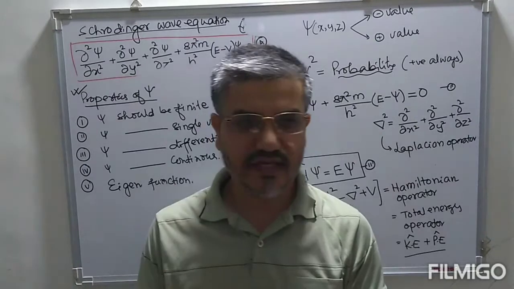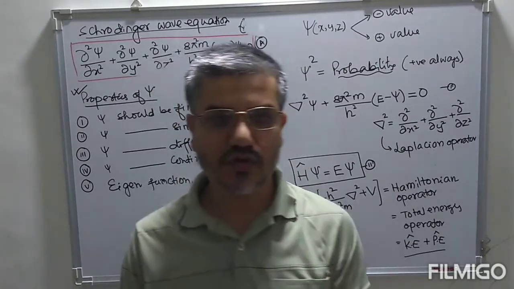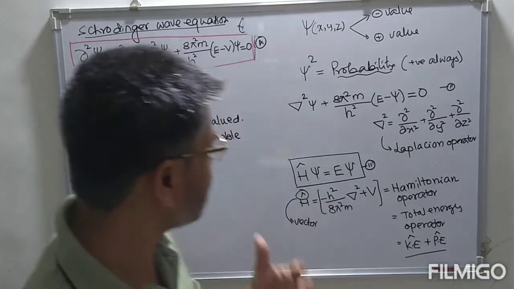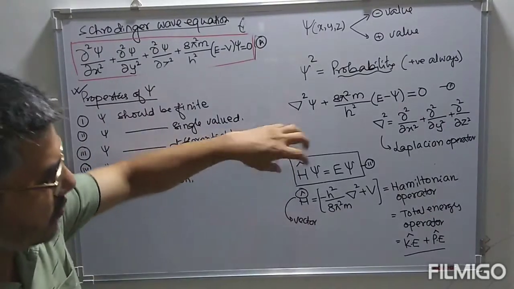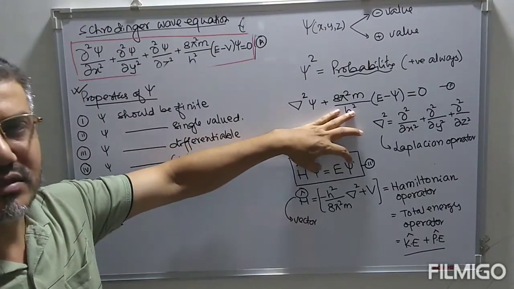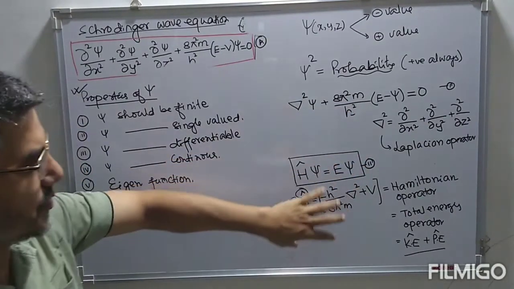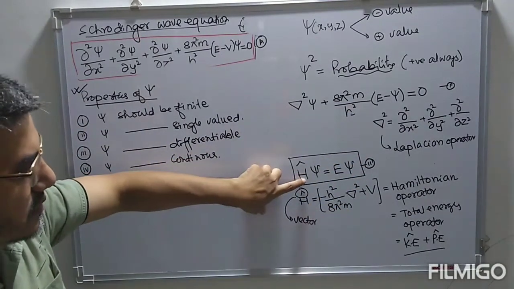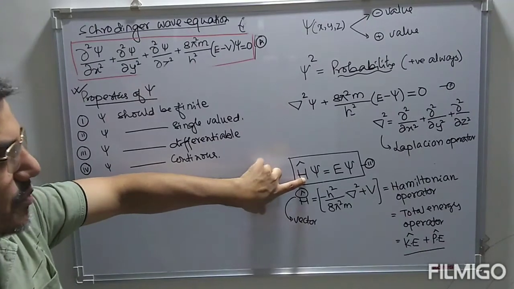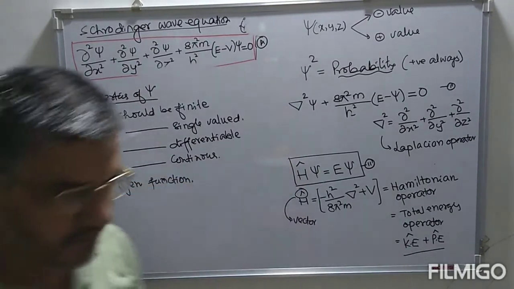So wave function psi comes into the picture only when it is being operated by an operator. Without this operator, its significance is less. So it comes into the picture only when operated by this operator.